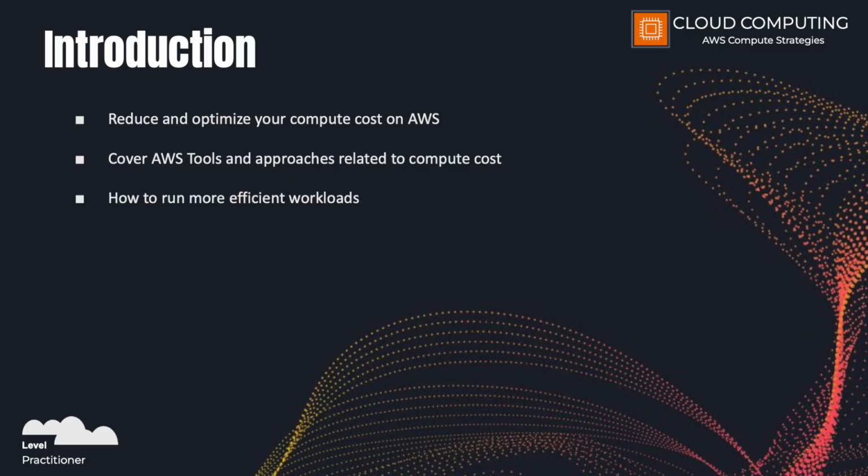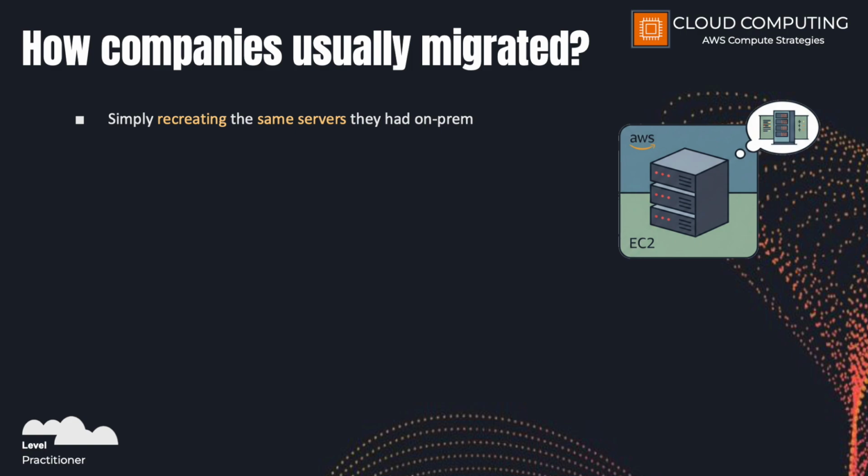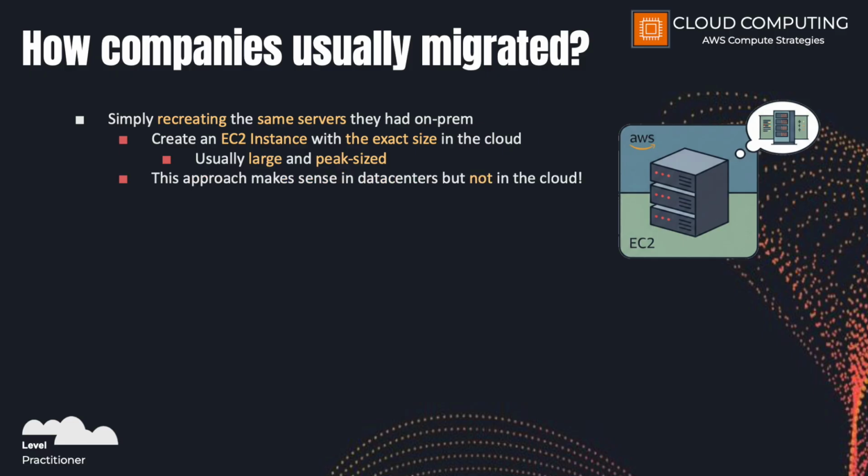Before we dive into specific AWS services, it helps to remember something. On-prem, you usually buy hardware to handle peak load and accept that it's underused most of the time. Many companies move to AWS by recreating the same big servers they had on-premises as EC2 instances. These are often sized for peak load, even though the workload changes over time. That mindset makes sense in traditional data centers, but in the cloud, it leads to wasted money and resources.